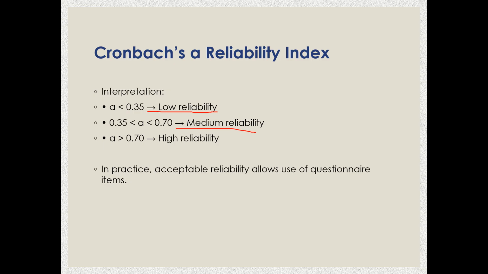You are not only to know how to analyze. The other important part is how to interpret it. Okay, interpret the results. Okay. If greater than 0.7, call it high reliability. Okay. So that's the girlfriend or boyfriend you want to make out. Okay. So greater than 0.7. Okay. In practice, acceptable reliability allows the use of questionnaire items. Okay.